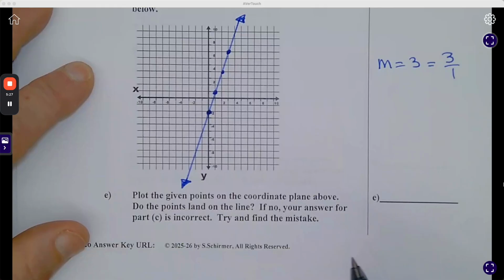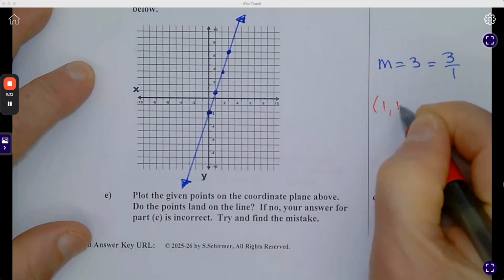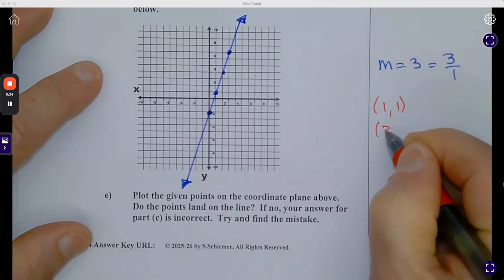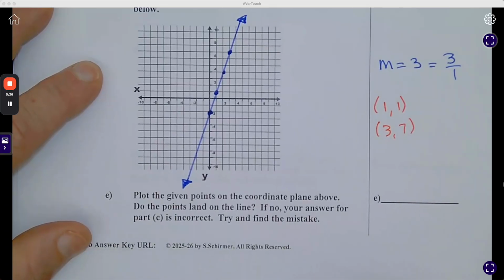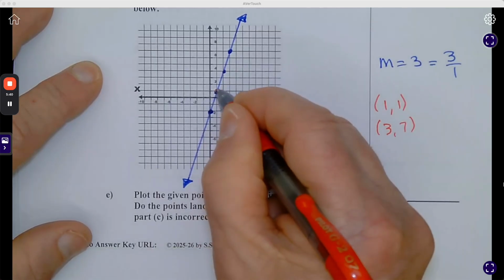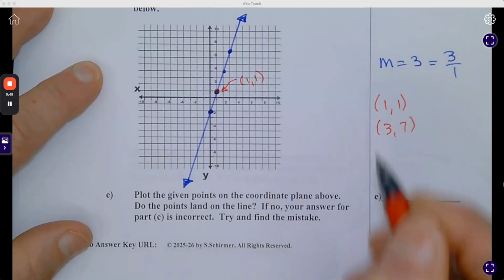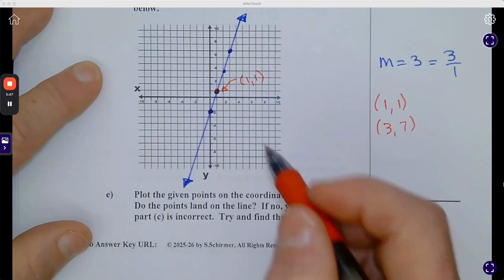Okay. I'm going to go back up. Well, I know my two ordered pairs I'm talking about were given: 1, 1 and 3, 7. Ooh, I hope this works. All right, let's go to 1, 1, x1, y1, right there. Okay, that's a good sign. That one worked. Now I'm going to try 3, 7.